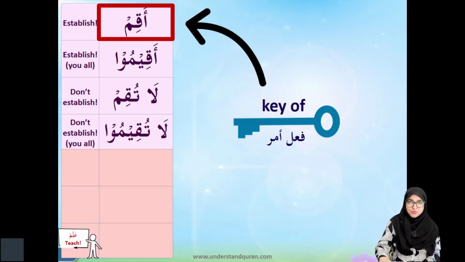La tuqimu. So see, there is a mad over there, no? Tuqimu. Again, Aqim, establish. Aqimu, you all establish. La tuqim, don't establish. La tuqimu, you all don't establish. Okay. Parveen aunty, I'll say in English, you say in Arabic. Establish. أقم. You all establish. أقيموا. Don't establish. لا تقم. You all don't establish. لا تقيموا.